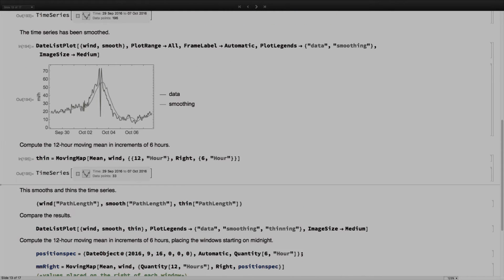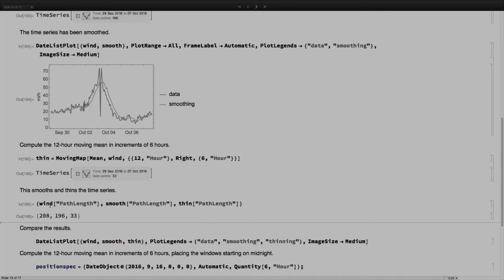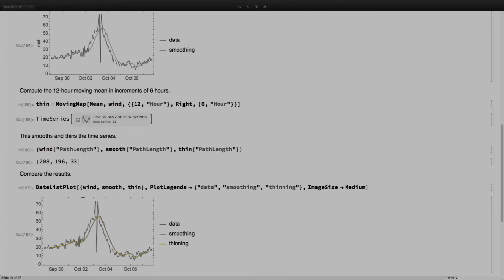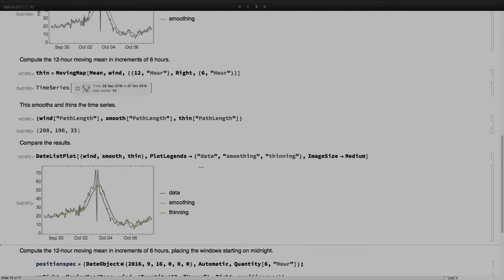But I would like to also thin my time series. So in this way, to thin this, I'm going to specify that the placement of my windows happens every 6 hours. So I'm still using 12-hour windows, but I'm going to place them only every 6 hours. And when you compare now the path lengths for each of the time series, original, smoothed, and thinned, you see that we change dramatically when we place windows every 6 hours versus the previous result. However, you see there is little difference in the plot between the smoothing and the thinning.